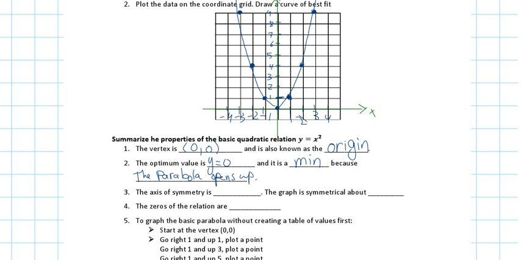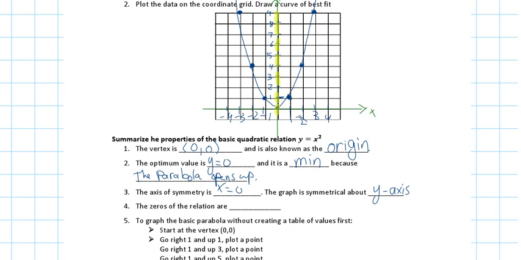Where's your axis of symmetry? X equals 0. It runs through this, yes? And we call that the y-axis. It's not going to always happen, just in this case, because your vertex is on the y-axis. So the graph is symmetrical about the y-axis. That means if I fold the graph over the y-axis, they're going to match.